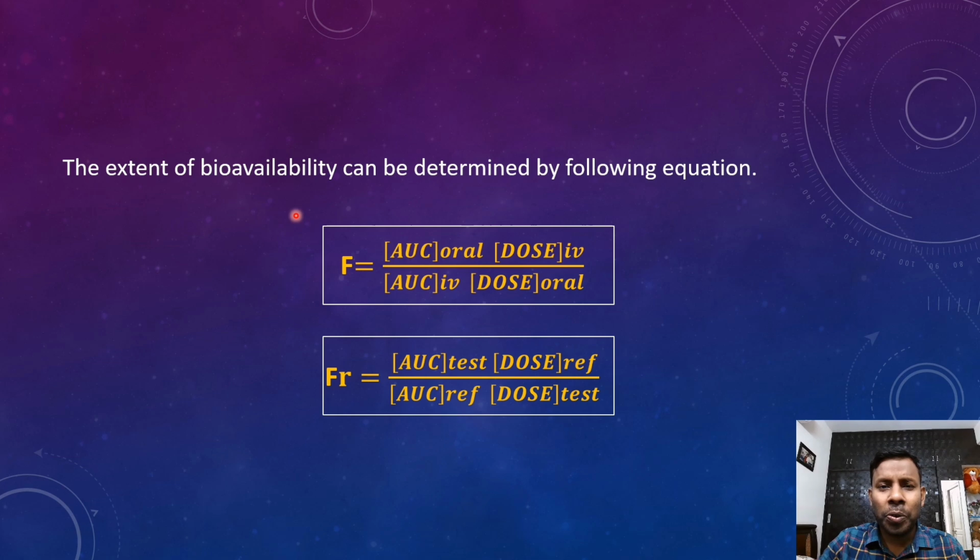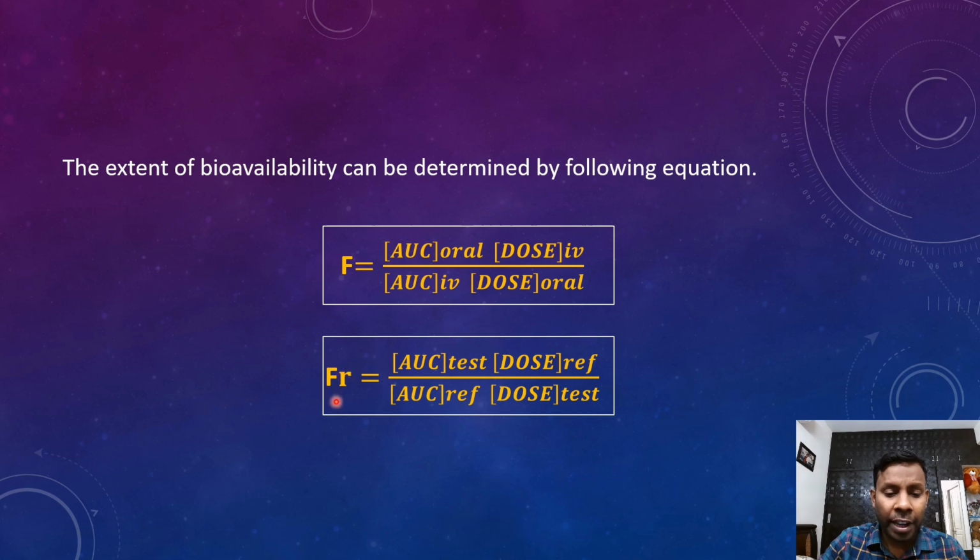So these two equations are for two types of bioavailability. F is for absolute bioavailability, Fr is for relative bioavailability. The absolute bioavailability formula is AUC oral into dose IV divided by AUC IV into dose oral. It means the AUC obtained after the oral route is multiplied with the dose of the IV route, then divided by AUC of IV into dose of oral. Because in absolute bioavailability, we are comparing the oral route with the IV route.